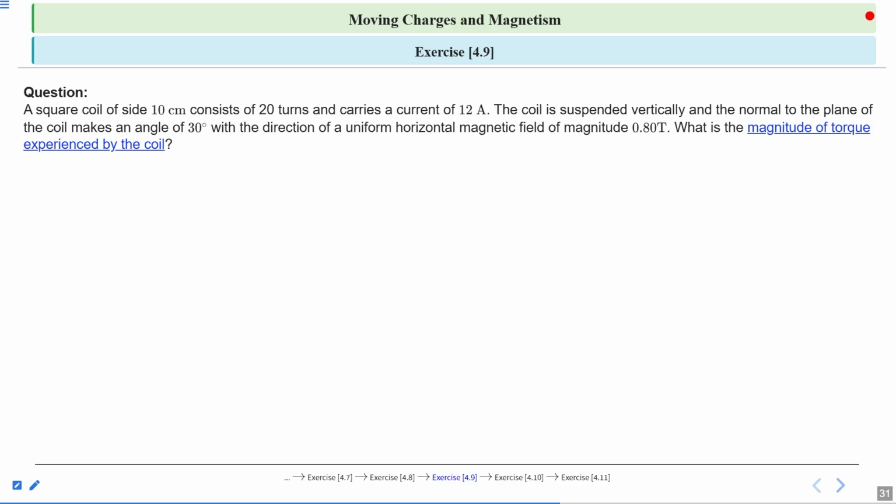So what is torque? M cross B, the magnitude of which is MB sin theta. What is M? Magnetic moment, which is equal to NIA. N is the number of turns, I is the current, and A is the area. So now torque will become NIAB sin theta. Okay, I will give you some time to solve it.